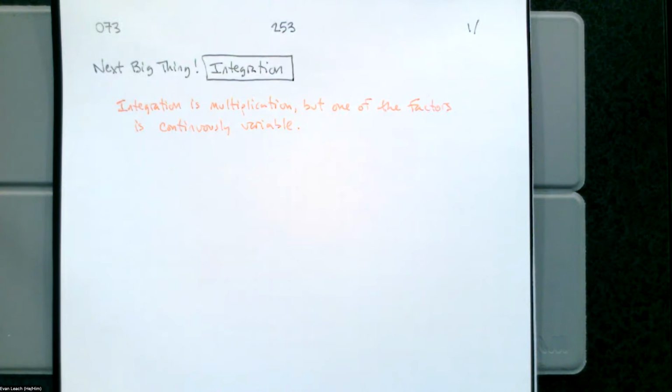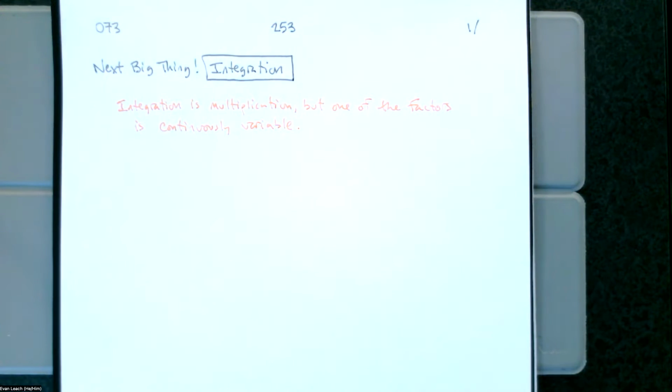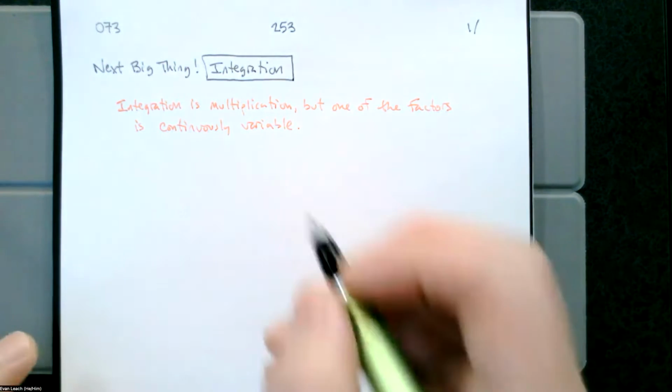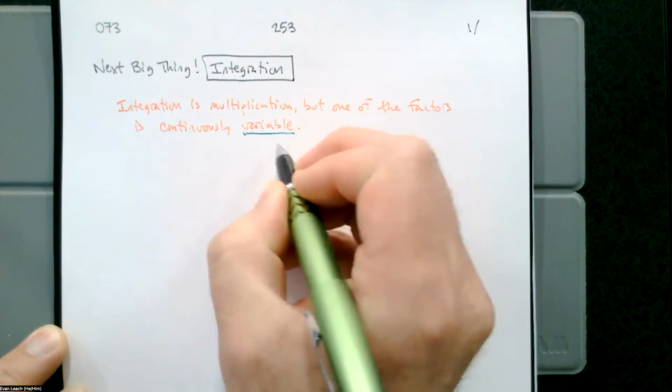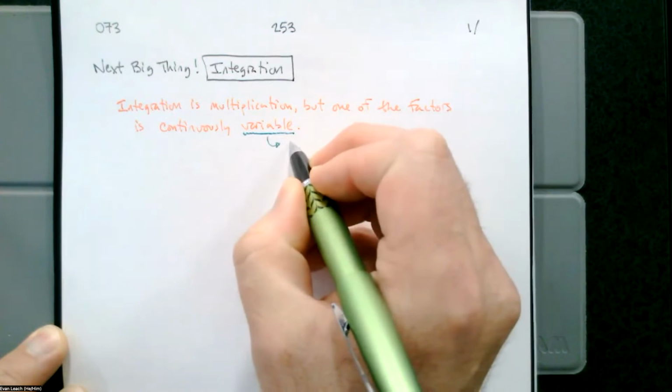Since it's multiplication, but one of the factors is variable, that means we need to drop back to addition. That's what happens when the factors in our multiplication become variable. The variable part means we need to step it back to addition. So the variable part says, whoa, we can't do multiplication. Step back to addition.